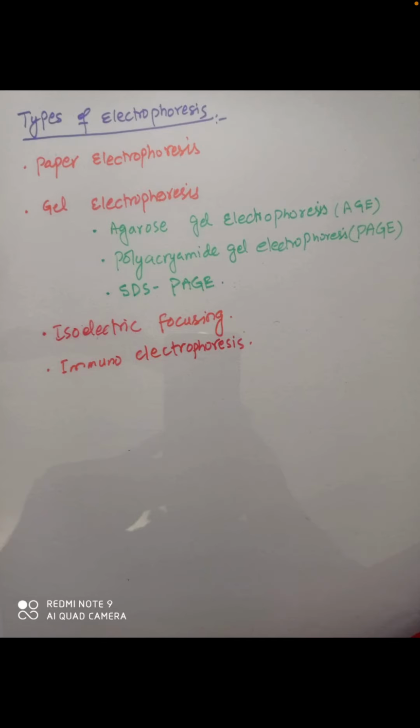These gels could be agarose gel electrophoresis, in which agarose gel is used, polyacrylamide gel electrophoresis, in which polyacrylamide gel is used, and sodium dodecyl sulfate polyacrylamide gel electrophoresis. These are the different types of gel electrophoresis, in which we use different types of gels for the separation of different biomolecules. Then coming towards isoelectric focusing, using the same principle.